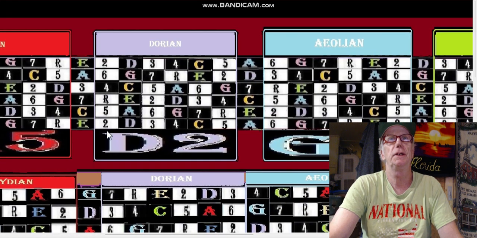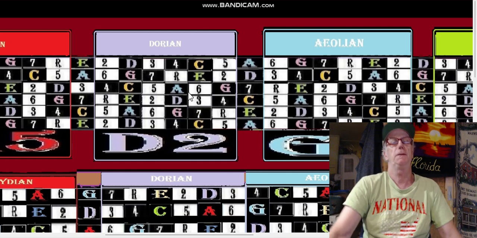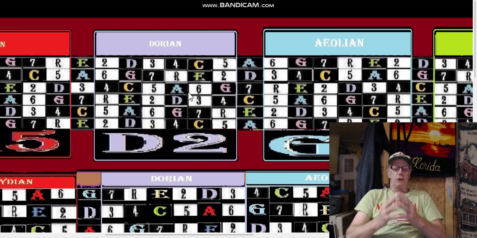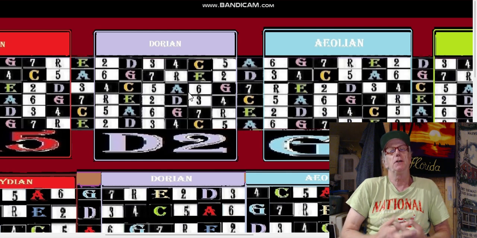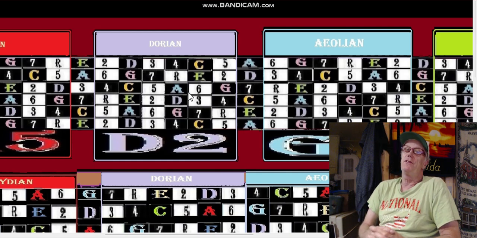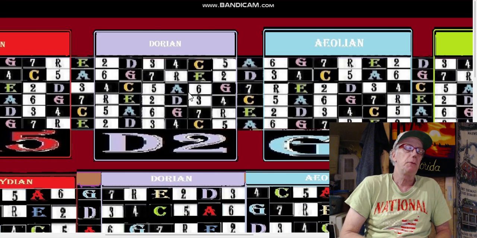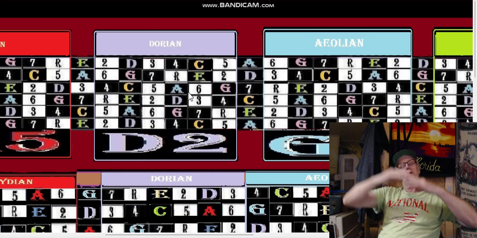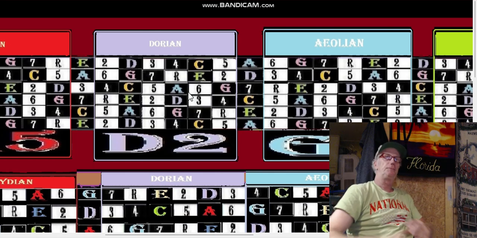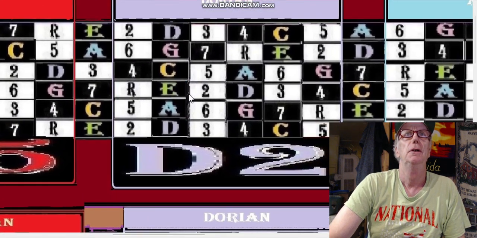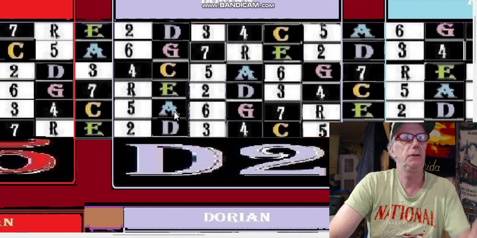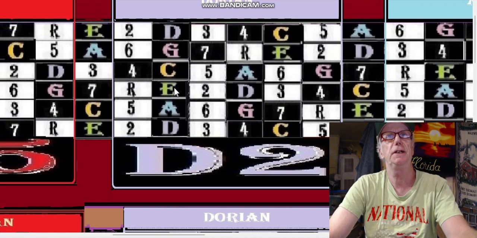Looking at the Dorian, 2, 3, 4, 5, 6, 7, root, 2, 3, 4, 5, 6. Anyway, the point I started to make before was that the counting method is the best method to use. The other best method to get to the 4th and the 5th, because remember, a 4th and a 5th is going to be the string above it or the string below it. Look at these caged letters here. The 4th of A, the 5th of A is E, the 4th of A is D.